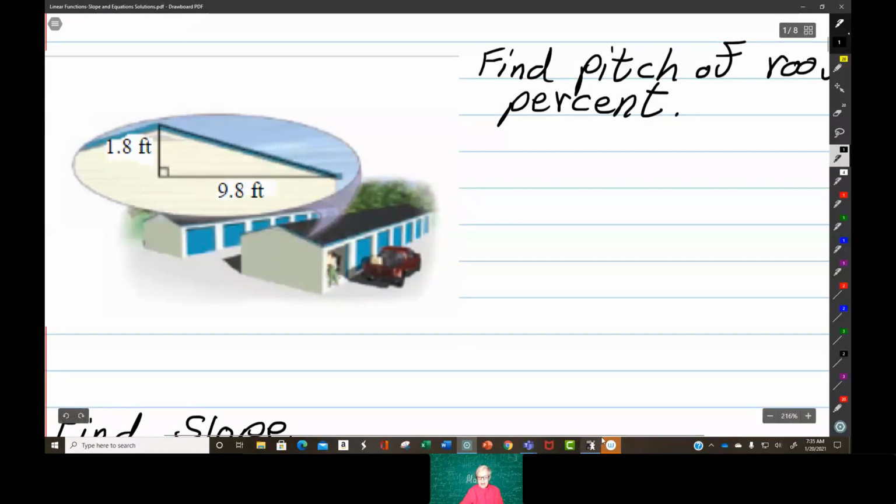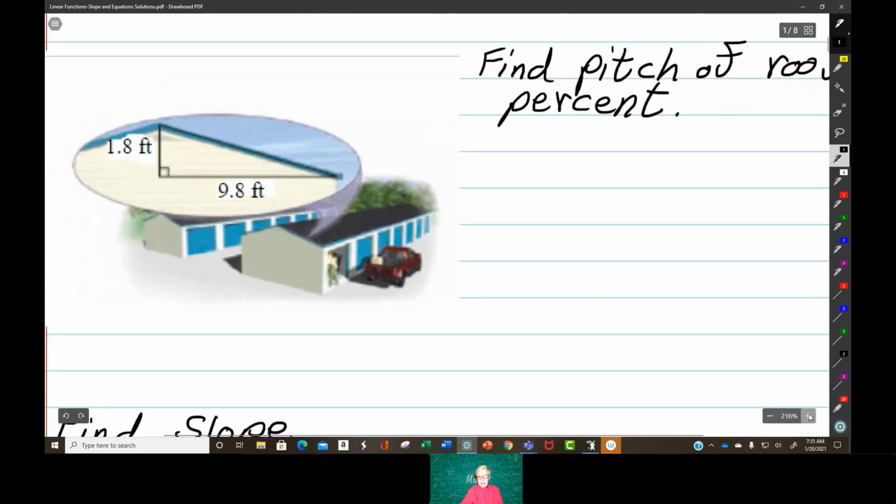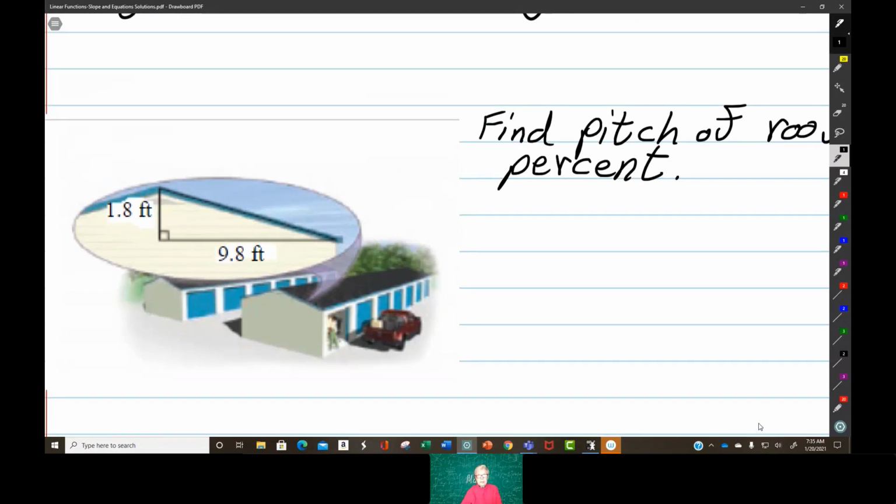All right, here is a real life problem. A little big, perhaps, but I want to make sure you can see what the measurements are. We're going to find the pitch of a roof, and the pitch of a roof is the slope of the roof, and pitch as opposed to slope, pitch is given as a percent. So this is the rise of the roof. This is the run of the roof.